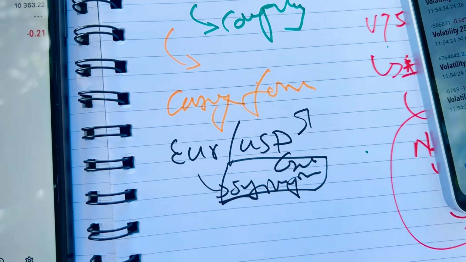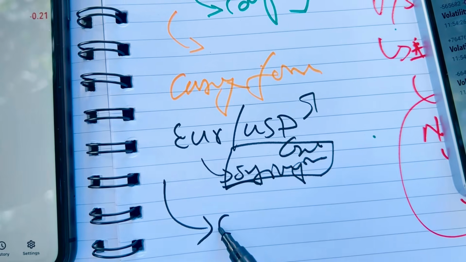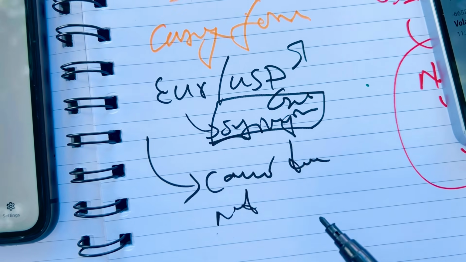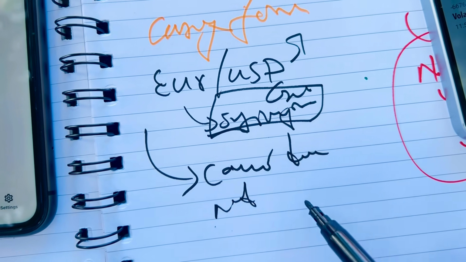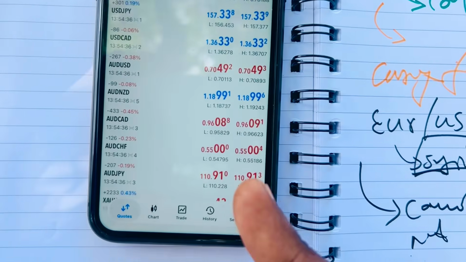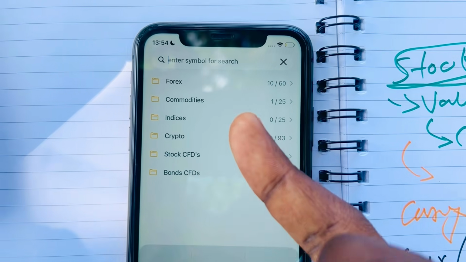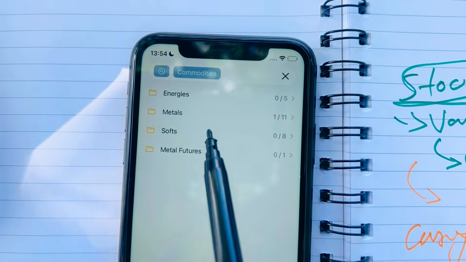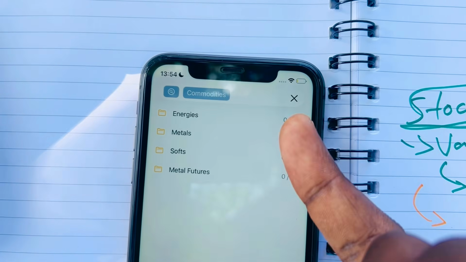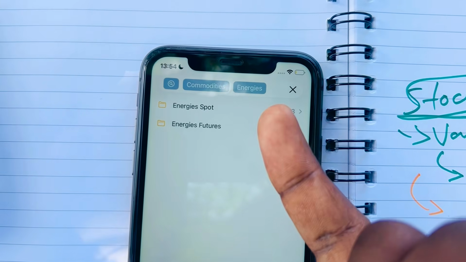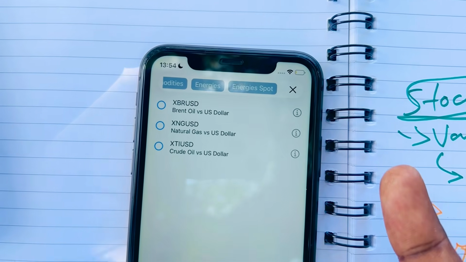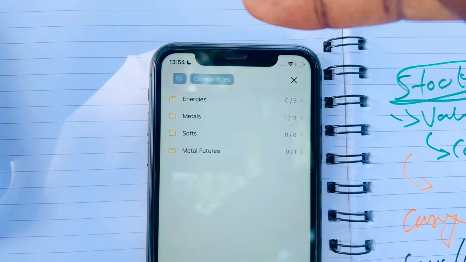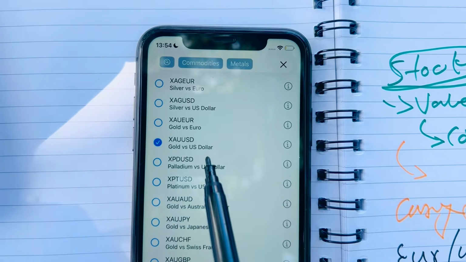All right. Now we also have the commodity as mentioned. Commodity, we're talking about the metals, the energy, the oil, which under energy we have oil. As you can see, if we press quotes here, we press this icon, we press the commodity, you'll see we have metals, we have energies. So you can also trade the energies. You can trade energy spot or energy futures. If you go to energy spot, you will see the Brent oil versus the US dollar. You can trade that.